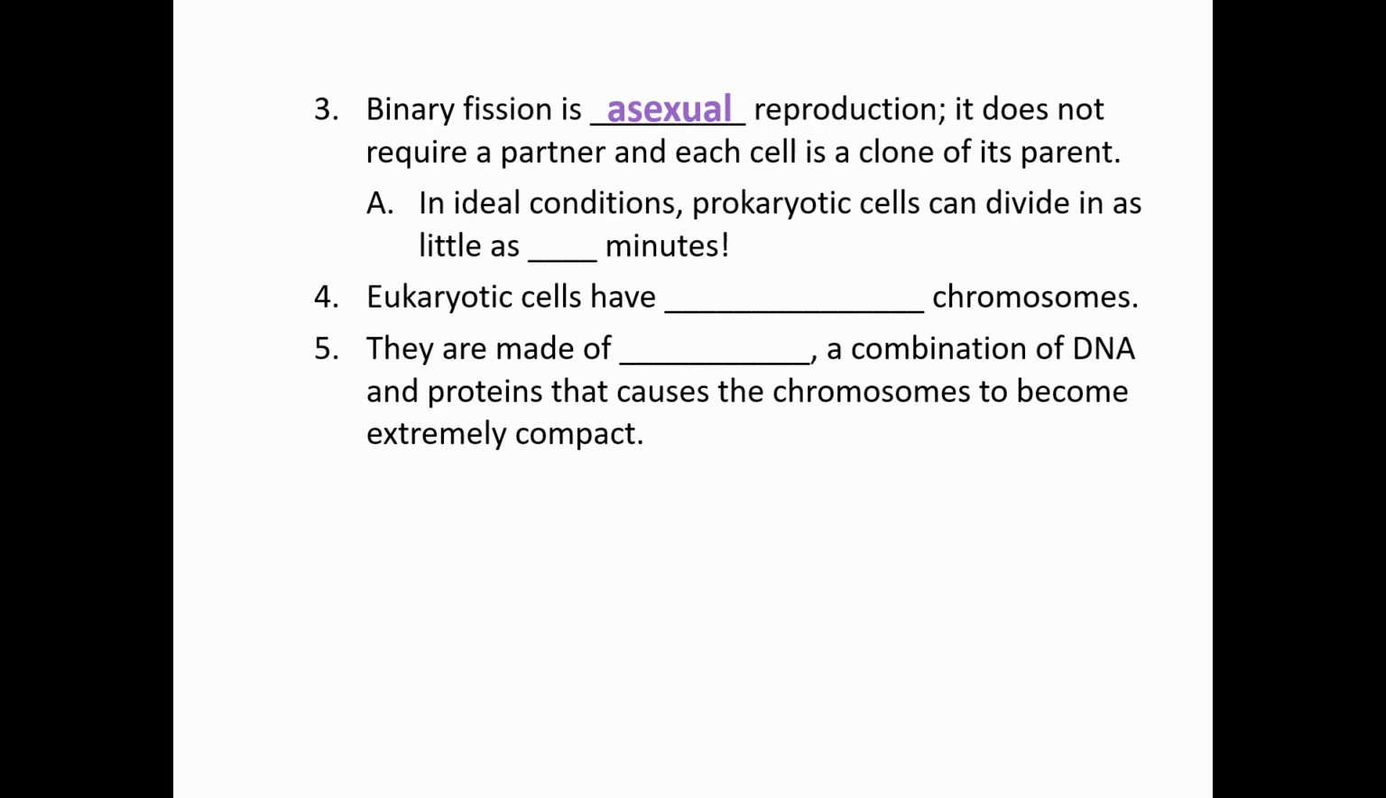So binary fission is a form of asexual reproduction because we don't actually need any sort of partner to do this, and the cell is basically just a clone, right? This is like a way to clone yourself, so to speak. And this happens very fast. With prokaryotic cells like bacteria, we can divide in as little as 20 minutes. So you think about how fast that is. In the time it takes for you to watch these videos, those prokaryotic cells have probably gone through one or two divisions.